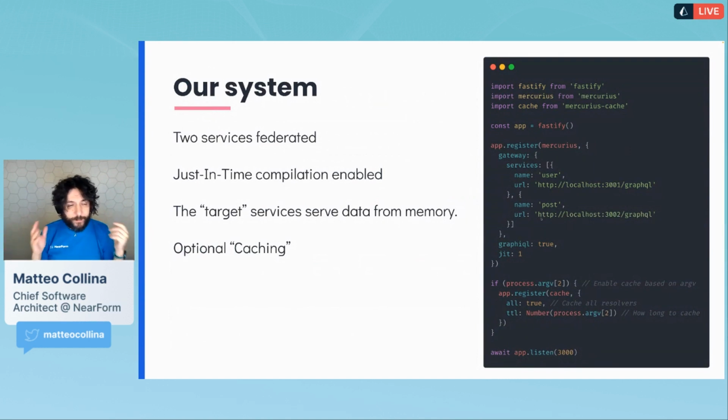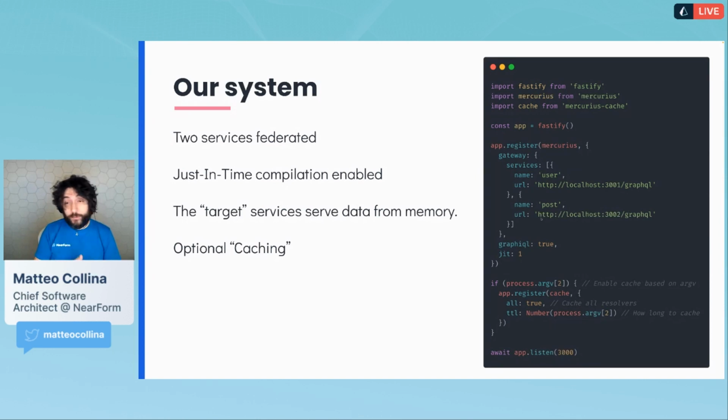Now, let's talk a little bit about what we are going to optimize and make fast. First of all, we are going to use two services that have been federated: a user service and a post service. We are going to turn our cache on and off. And our target services serve data from memory, so there's no database involved.